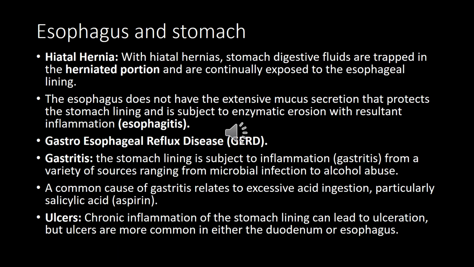Okay, so here we come with the pathology of the esophagus and stomach, and it's the hiatal hernia. With hiatal hernias, stomach digestive fluids are trapped in the herniated portion and are continuously exposed to the esophageal lining. Now, what is a hernia? Actually, a hernia is a pathological state in which there is the abnormal existence of a tissue or organ through the wall of the cavity in which it normally resides. Hernias come in a number of types, and most commonly they involve the abdomen.